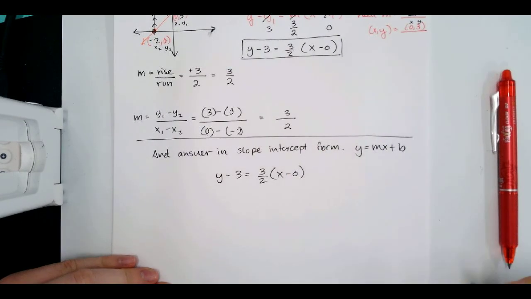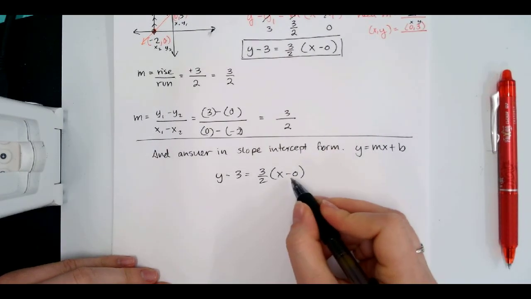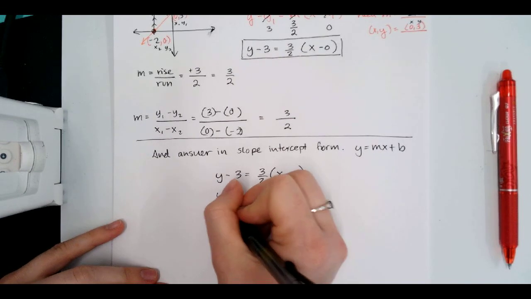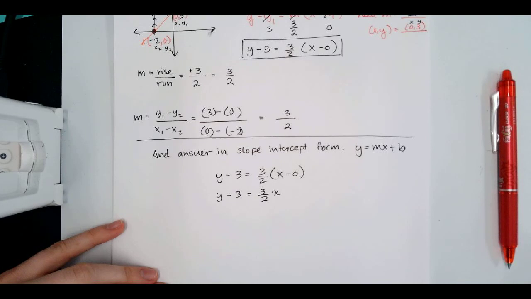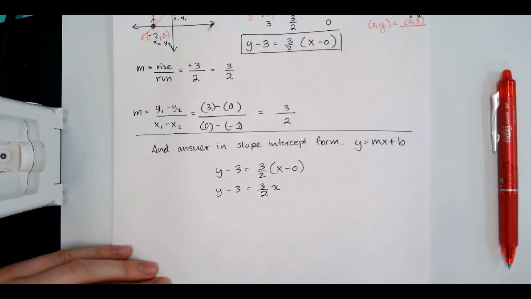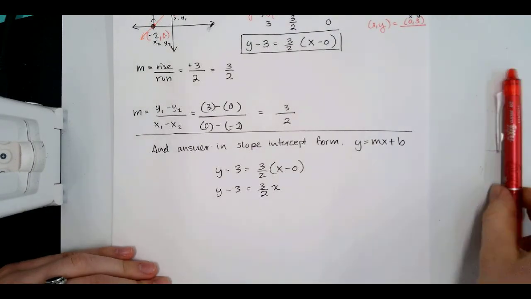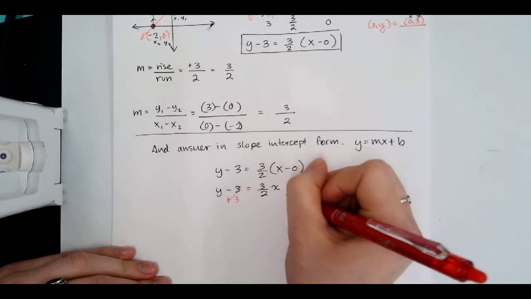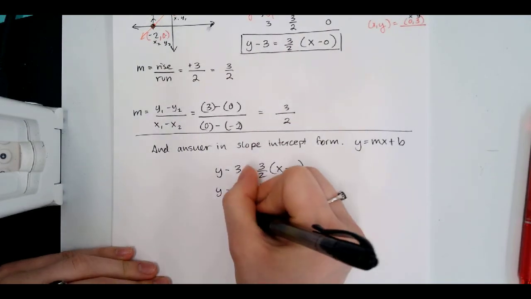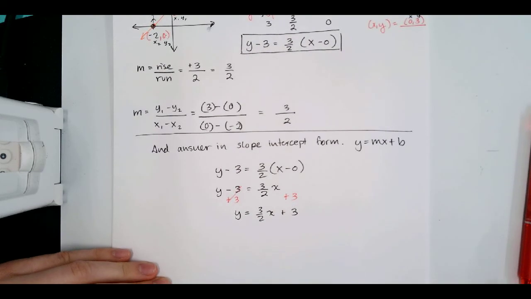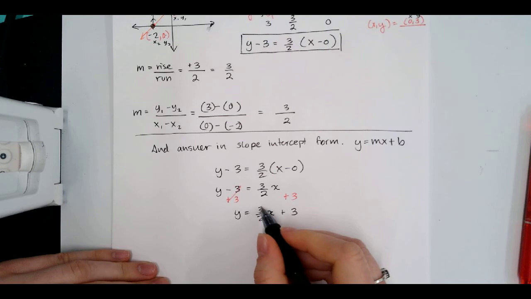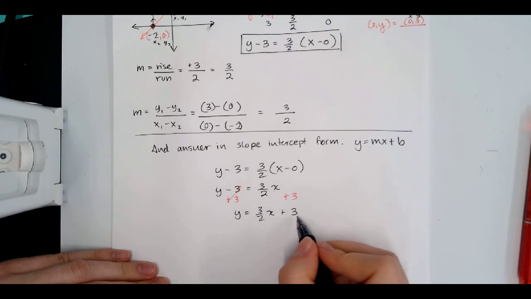So let's simplify this. X minus 0 is just going to be x. Y minus 3 equals 3 over 2, and I'll just write 3 over 2x. Okay, so I'm trying to get it into slope-intercept form, which means I need y by itself. So let's move the 3 to the other side by adding 3 to both sides. And I get y equals 3 over 2x plus 3. Is that slope-intercept form? Yes, it is, because y is by itself. We have the x value in the front, and then plus 3.